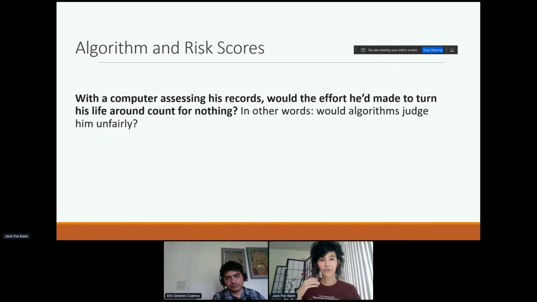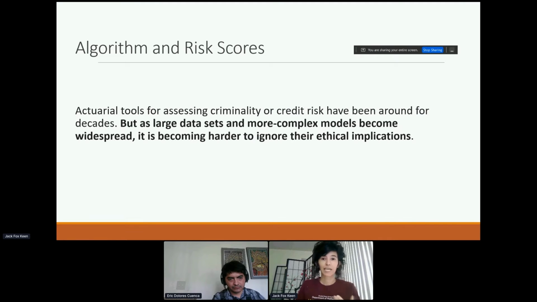And so with a computer assessing his records and finding this history of drug addiction, and finding this history of having his children taken away from him, would all of the work that he had done to turn his life around mean nothing? And basically, would the algorithm be able to judge him fairly? And Vathyanathan had to think about that, because there wasn't a variable that would account for if somebody had been clean for a certain number of years.